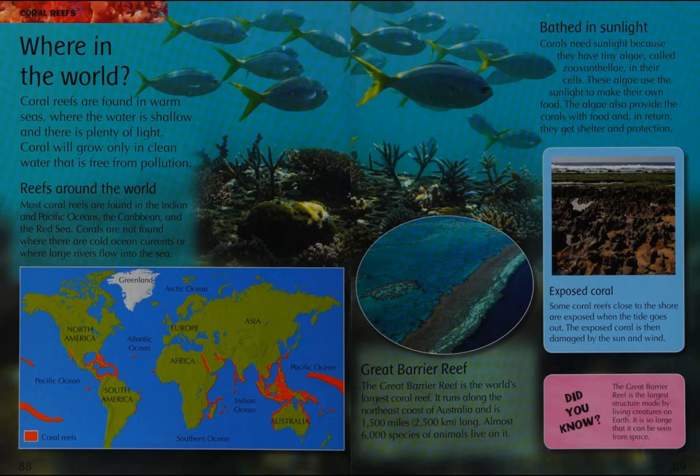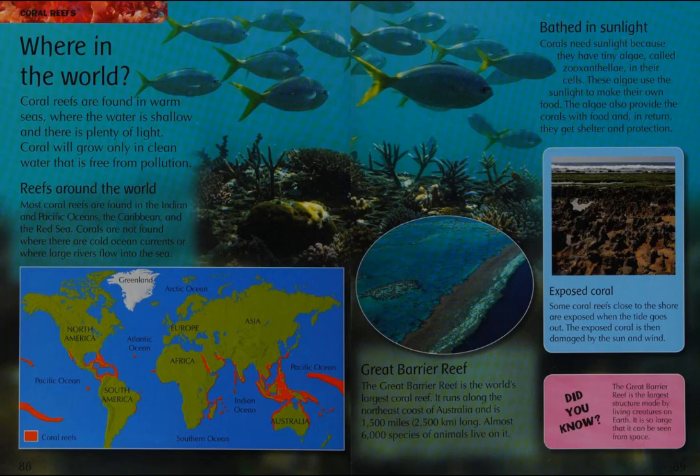Bathed in sunlight. Corals need sunlight because they have tiny algae, called zooxanthellae, in their cells. These algae use the sunlight to make their own food. The algae also provide the corals with food and, in return, they get shelter and protection. Exposed coral. Some coral reefs close to the shore are exposed when the tide goes out. The exposed coral is then damaged by the sun and wind.